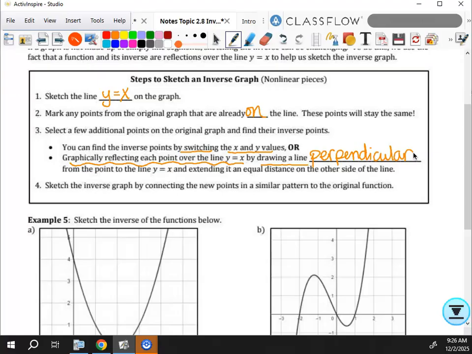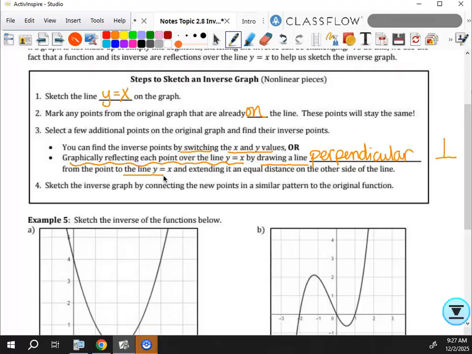Anybody know? It's like the upside down T, right? Perpendicular. That means perpendicular right there. Bam. You don't have to write the word every time. But you got to know what that means or it doesn't make any sense. So you draw a line perpendicular from the point to the line y equals x, extending it an equal distance on the other side of the line.